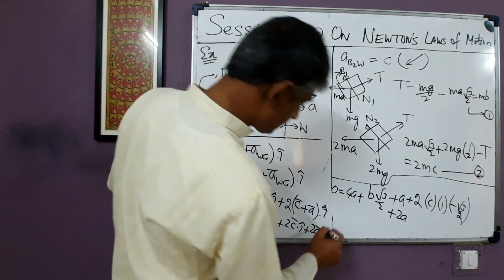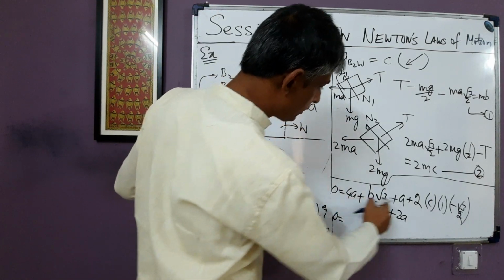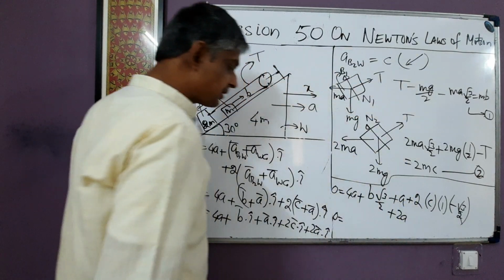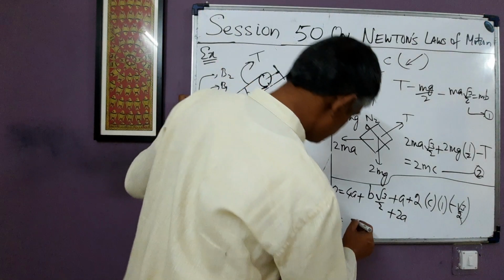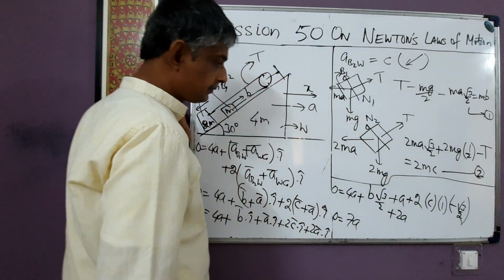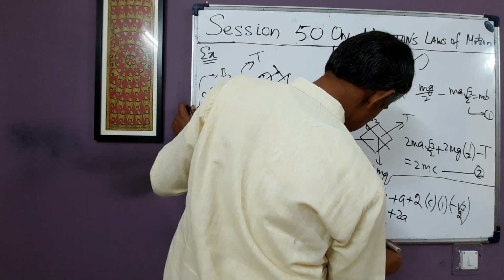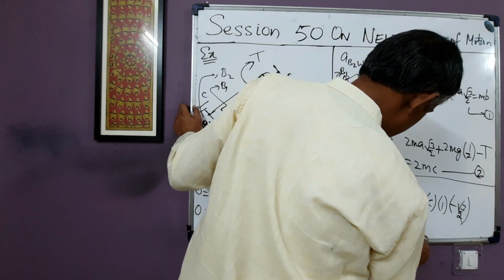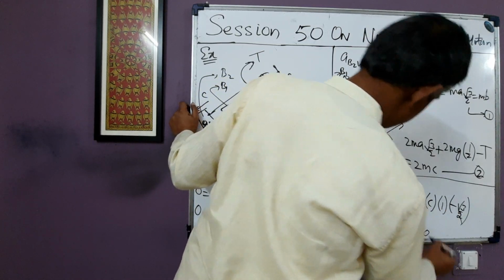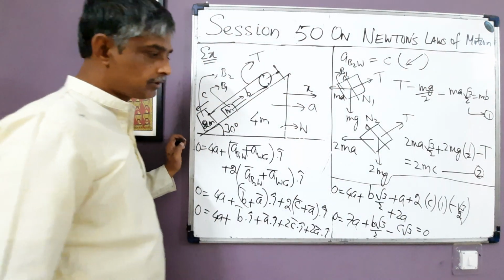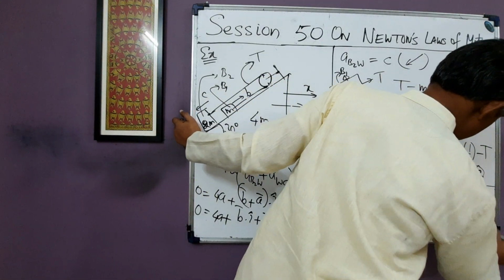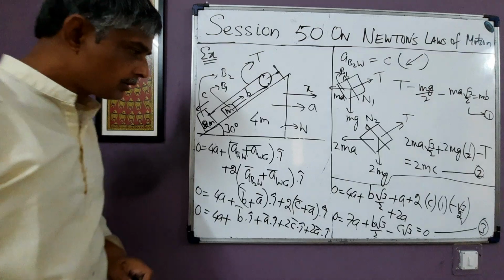Alright. How much does this become? 0 is equal to 4a plus a plus 2a. How much does that become? 7a, plus b root 3 by 2 minus c root 3 is equal to 0. This is the third equation. Okay, the third equation is this one.